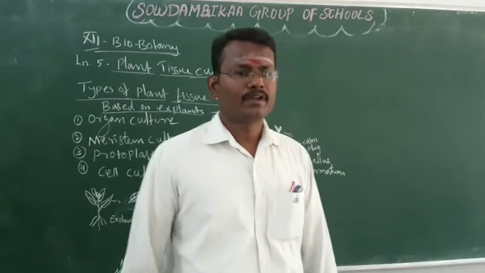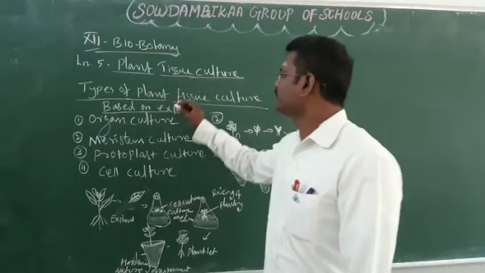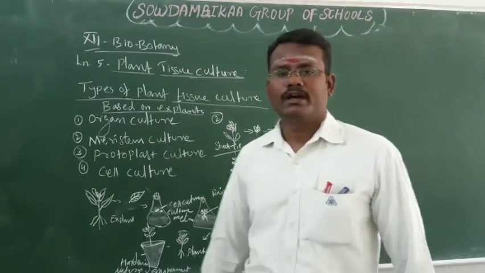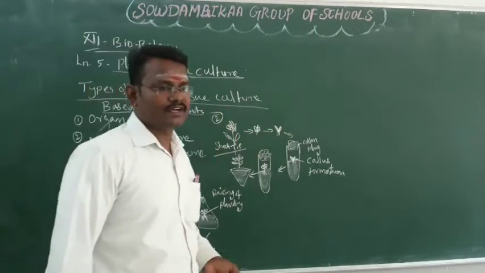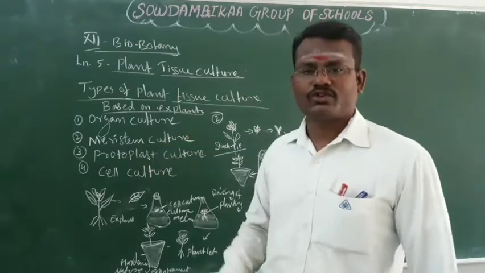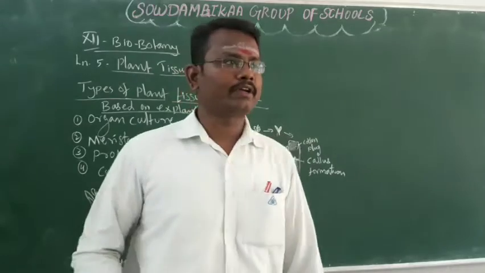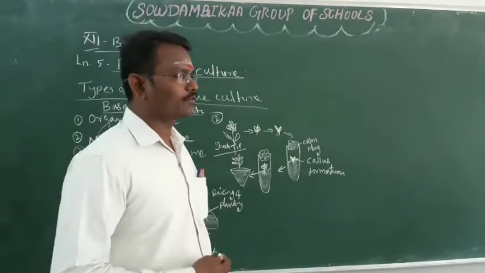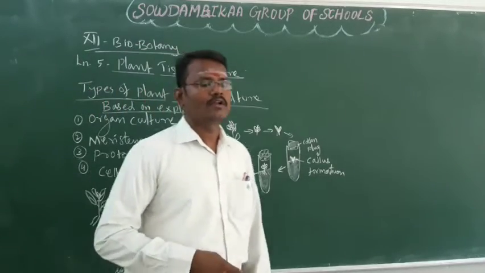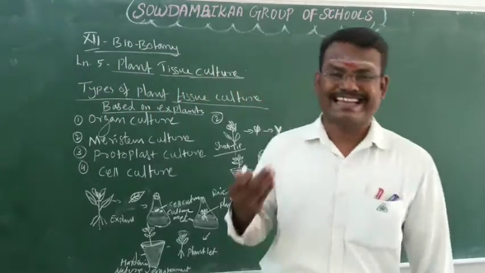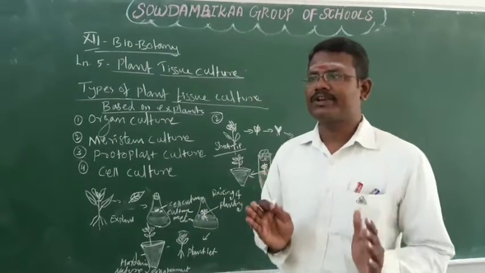Good morning, students. Next, we are going to discuss in Bio-Botany 12th, plant tissue culture, types of plant tissue culture. In the previous class we studied tissue culture and the techniques involved in tissue culture. You know, different types of techniques will be there. Technique means sterilization, media preparation, culture condition, callus formation or callus induction, organogenesis and hardening. These are the techniques involved in tissue culture.